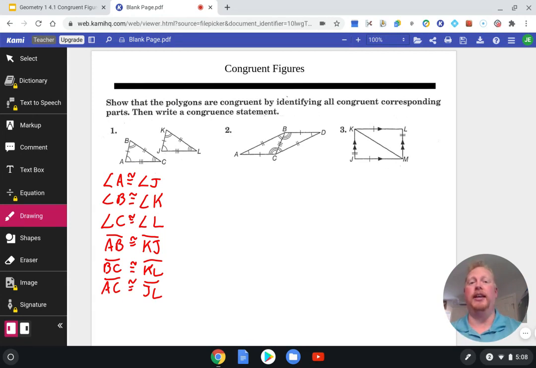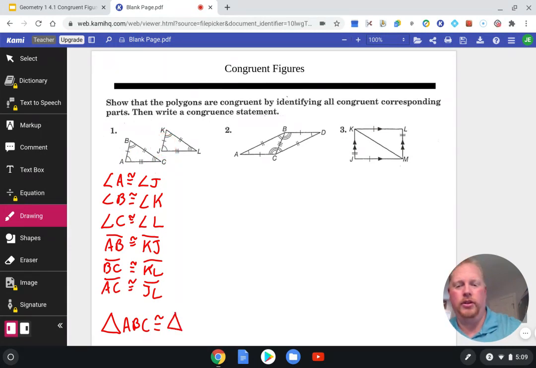So a congruence statement says this shape is congruent to that shape. So for the first one, triangle ABC, that's congruent to. Now here's the trick with congruent statements. The first shape, you can name it whatever you want to. You can put the letters in any order. It doesn't really matter. I could have called it triangle BAC, triangle CAB. Doesn't matter. However, whatever order you put it in the first triangle, you have to match that same order in the second triangle. So since I started with angle A, on my second triangle, I'll start with angle J.